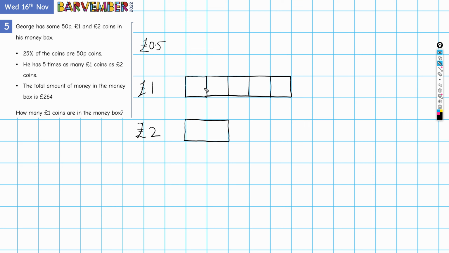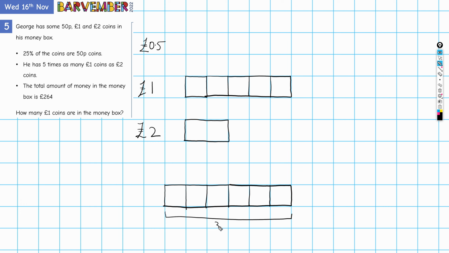Okay, so now I need to figure out my 50p coins. Well, I'm told that 25%, a quarter of the coins, are 50p coins. Well, how many coins have I got so far? 1, 2, 3, 4, 5, and 6. Okay, well, that's fairly simple. I don't really need to model it out, but I will. So 1, 2, 3, 4, 5, 6. And now I'm just dealing with numbers of coins. I'm not concerned with the value.